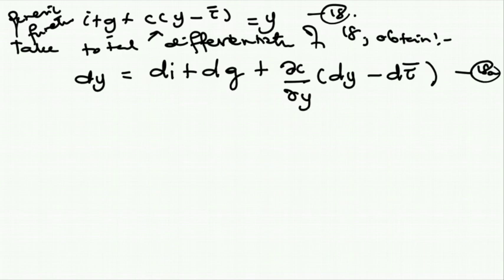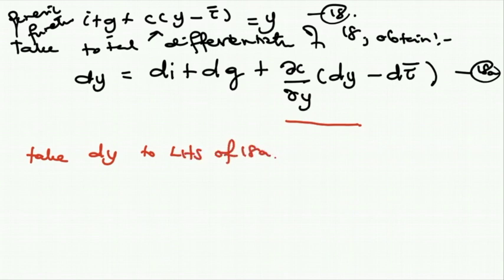Alright, now what we need to do here is that, if you look here, we can see dy here. What we need to do is we bring this dy to the left hand side. So take dy, not delta y, dy to left hand side of 18a. So it yields something like this. Let me change the marker pen here. So it becomes something like this. dy minus delta c over delta y dy, isn't it?